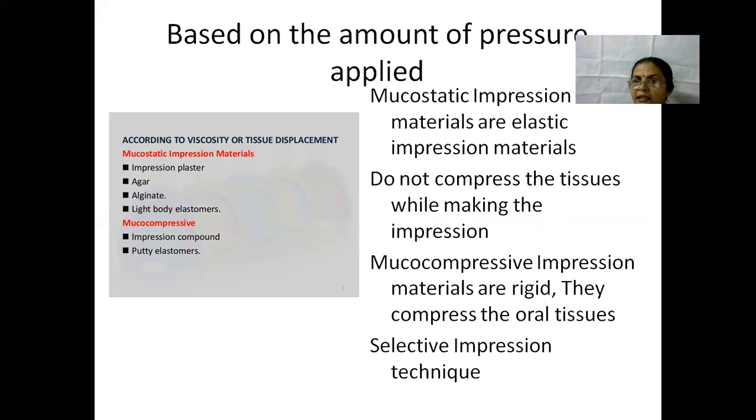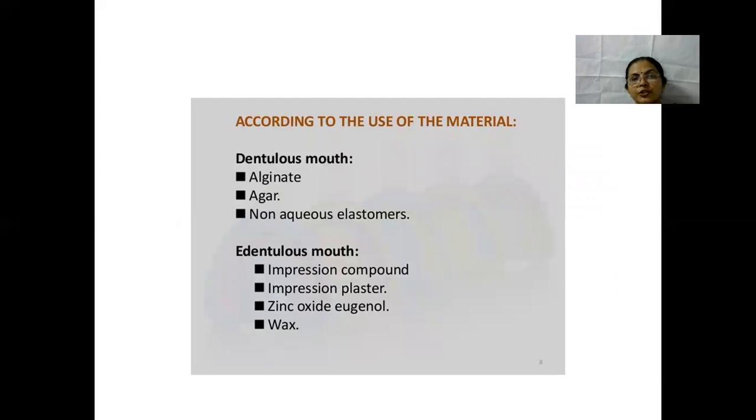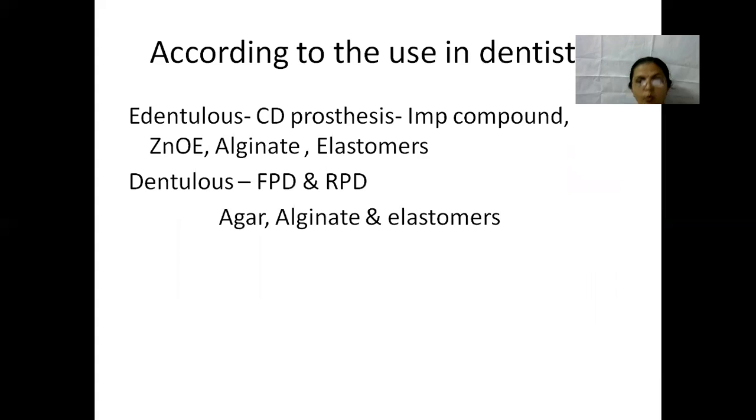Then there is another impression technique, the selective pressure impression technique, in which you apply pressure in some areas of your residual ridge and not in others. Then according to the use of the material, you can again classify them as edentulous and dentulous. Under dentulous, you can use alginate, agar, and non-aqueous elastomers. For edentulous, you can use impression compound, impression plaster, zinc oxide eugenol, and wax.